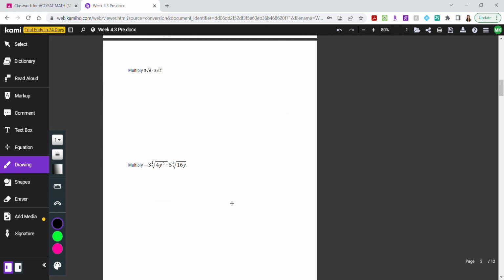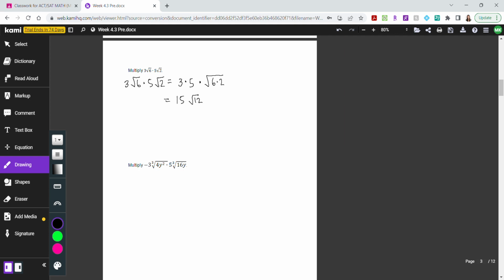Now we look at this one. Let's multiply them. So 3 square root 6 times 5 square root 2 equals. Now coefficients, we can multiply them like normal. So we have 3 times 5 times, and because these roots are the same thing, they have the same number, we can multiply the insides. So square root 6 times 2. From there, we will get 15 square root 12.